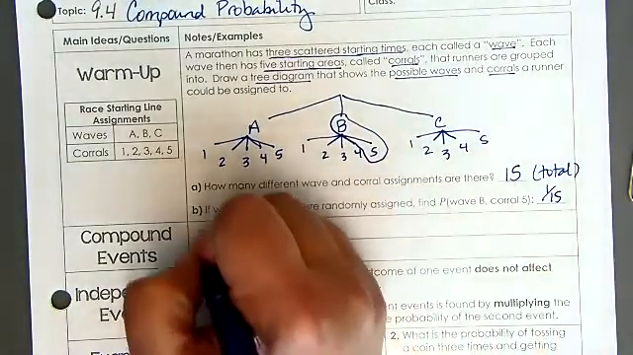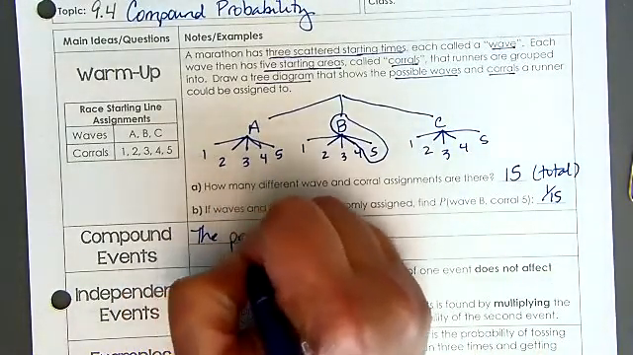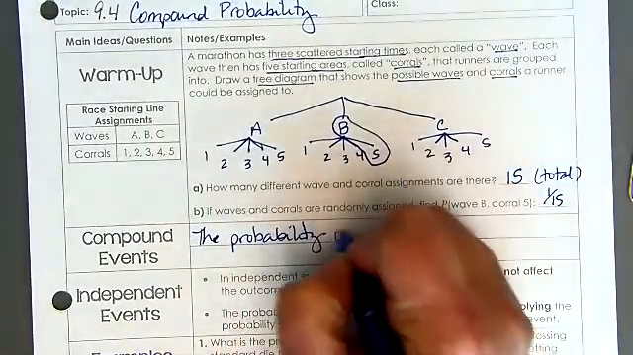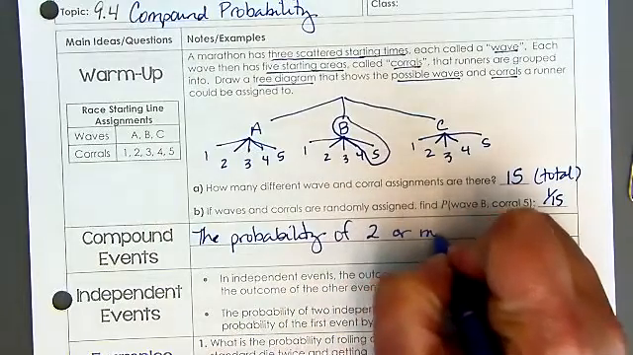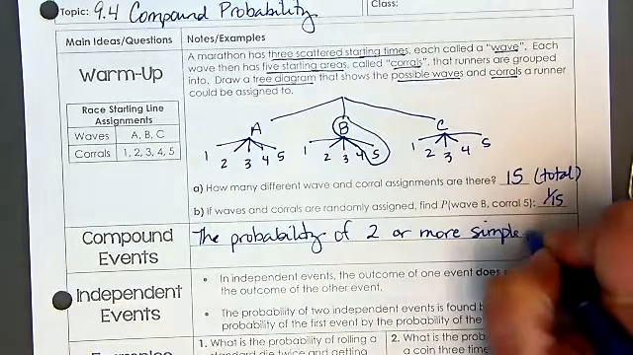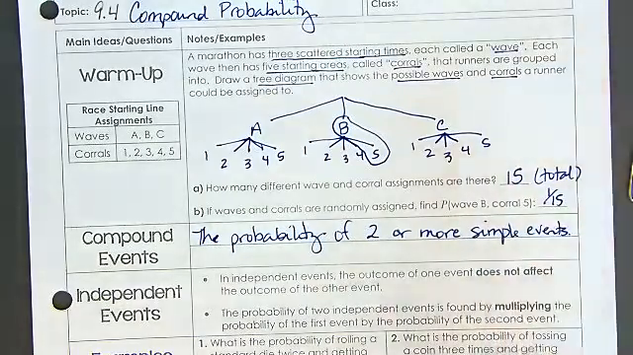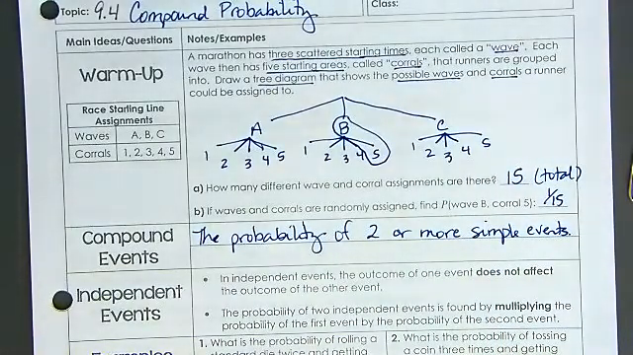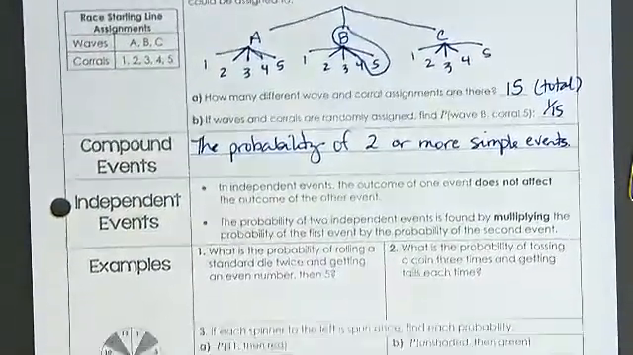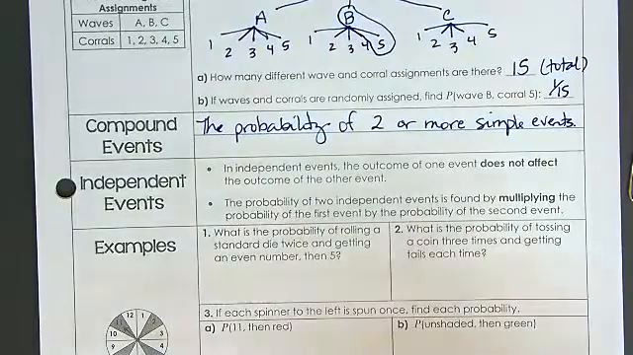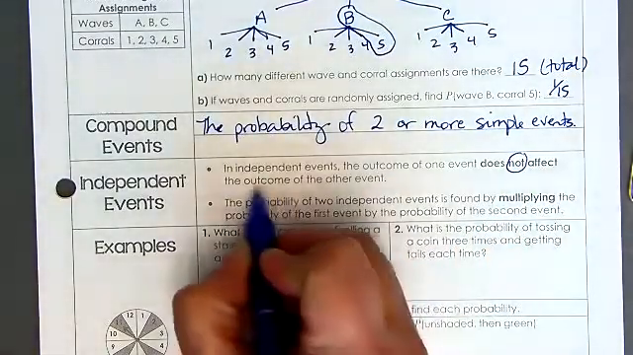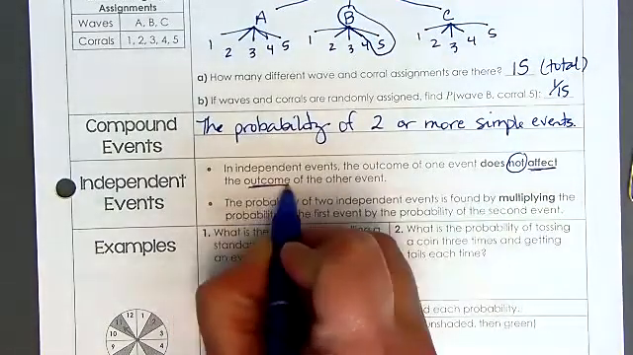All right, so compound events. Compound events is the probability of 2 or more simple events. Now, the first one we're going to talk about is independent events. Independent does not affect the outcome. It does not affect the outcome.